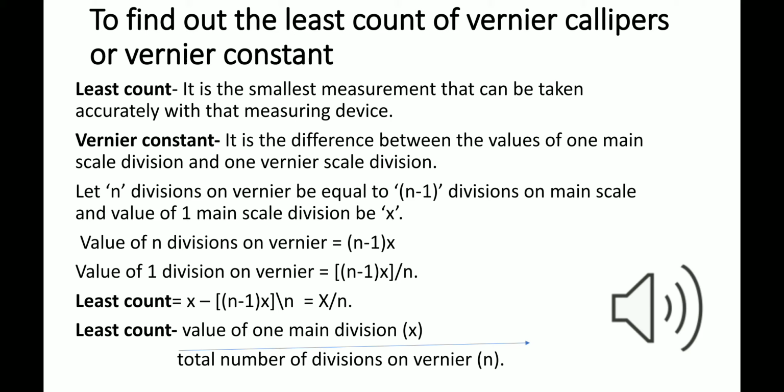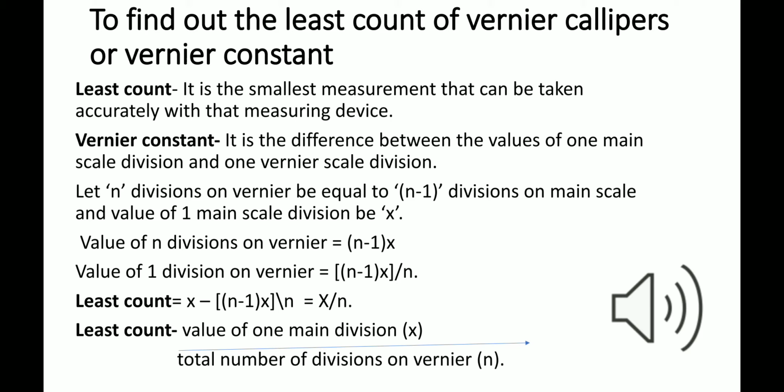If you don't know that this division is 1 millimeter, this division is 1 centimeter, this is 1.1, this is 1.2, this is 1.3, how will you measure? So that is why it is important for you to know the least count before using apparatus. So what is that least count? It is the smallest measurement that can be taken accurately with the measuring device.